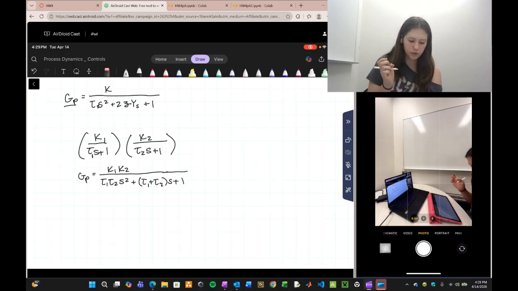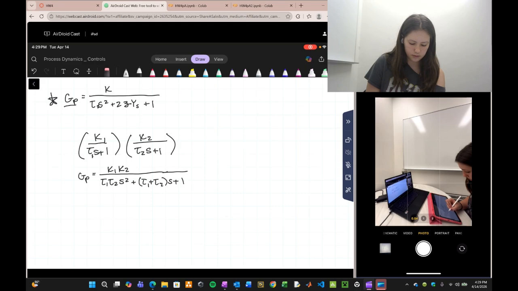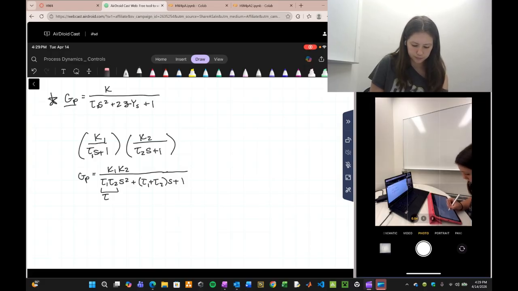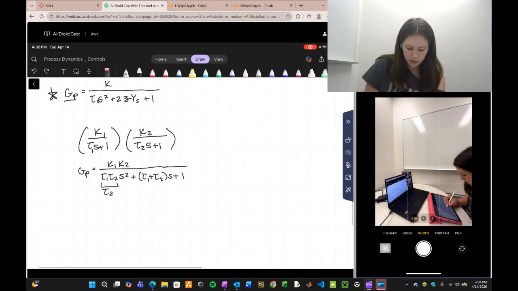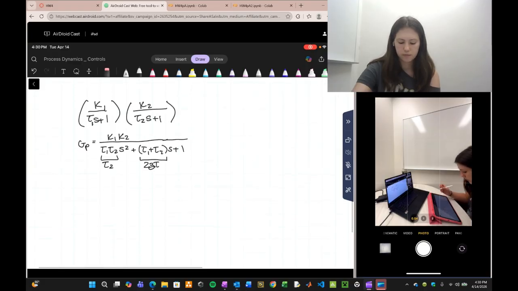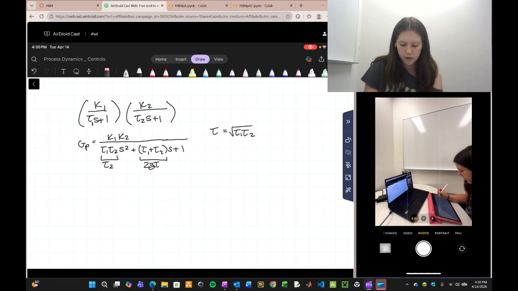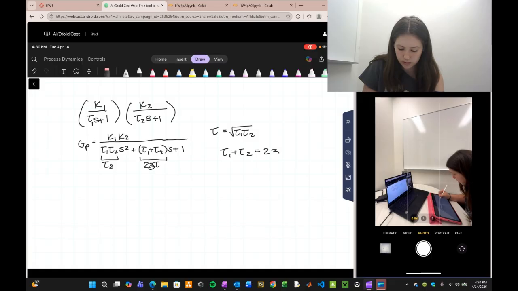So if we compare this to our GP from up here, we can see that tau 1 tau 2 is tau squared according to our transfer function. So this is tau squared. And this is our 2 zeta tau. And so if you recall, our overall tau is equal to the square root of tau 1 tau 2. So therefore, tau 1 plus tau 2 has to equal 2 zeta tau.